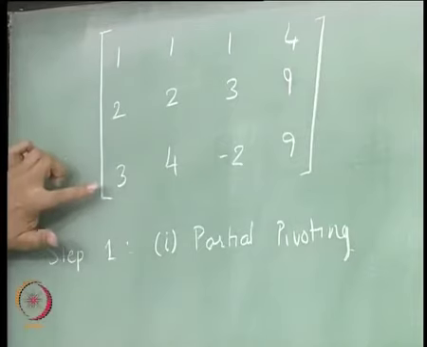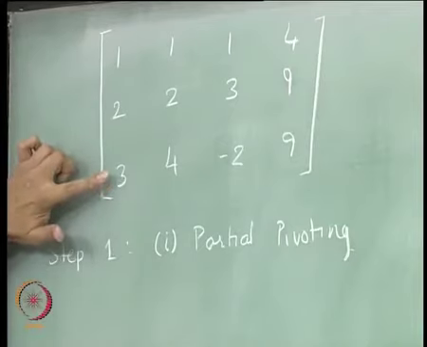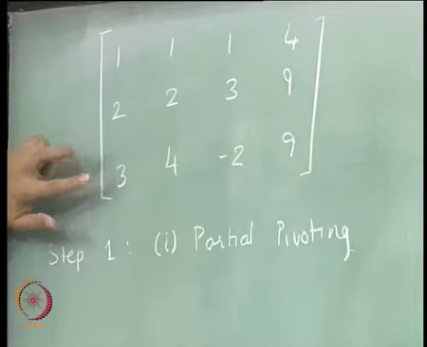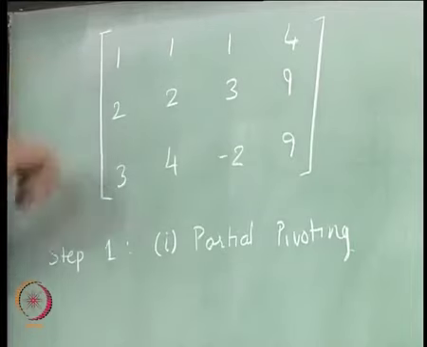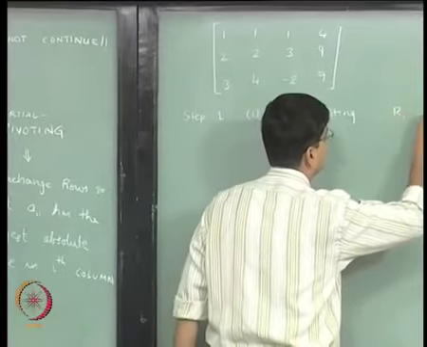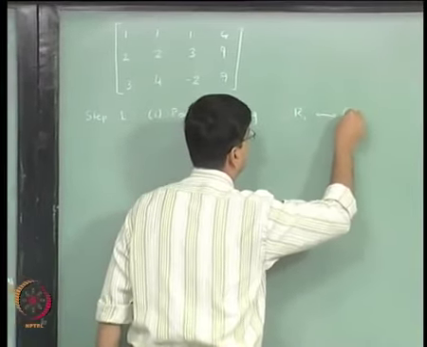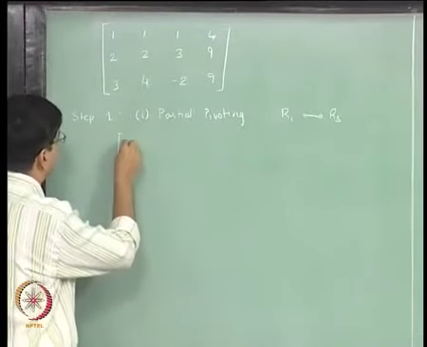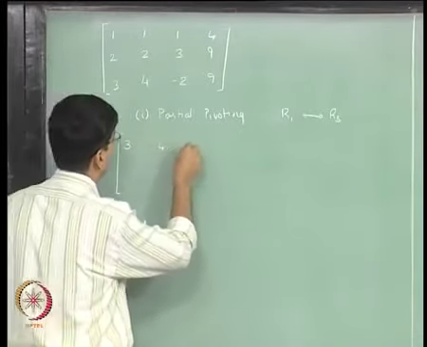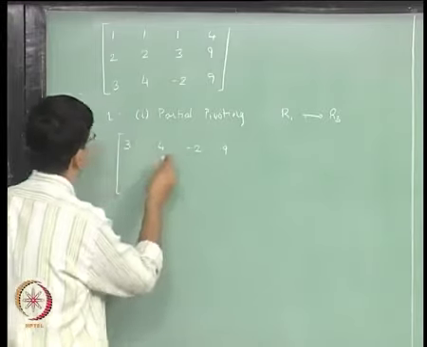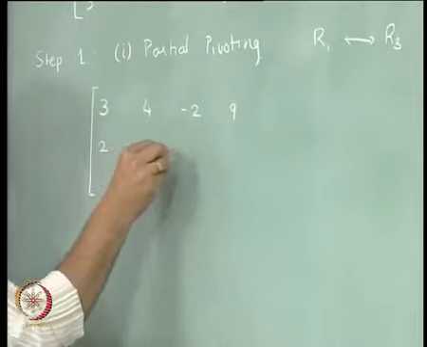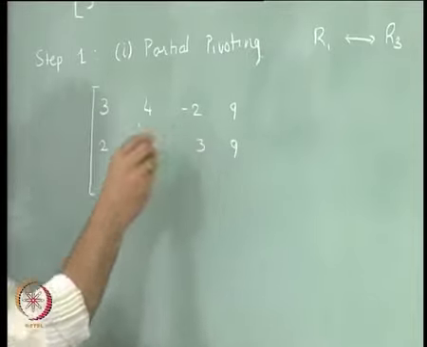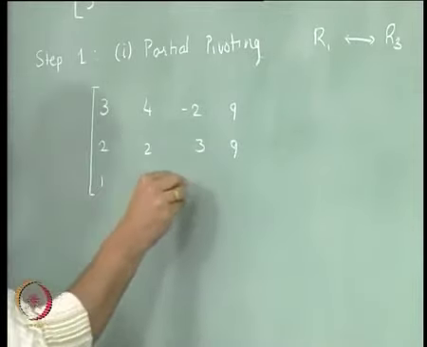In the first column the largest value is this number 3 over here. As a result we will interchange rows 1 and 3, and in partial pivoting, the operation we will do is this row interchange, which basically will lead us to 3 4 minus 2 9, 2 2 3 9, 1 1 1 4.